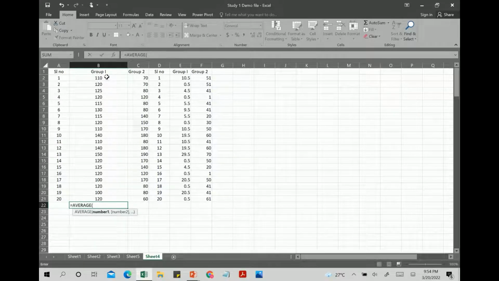Then they will ask us to select the numbers for which you want to get the average. Select all those numbers, 20 numbers, and just press enter. So you have the average, which is 120.